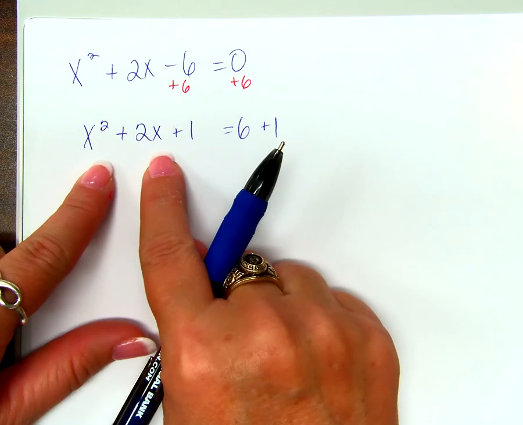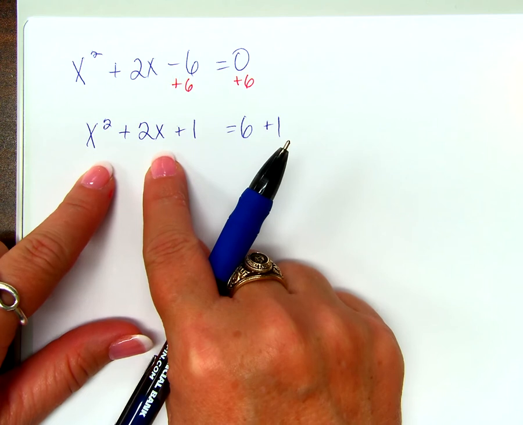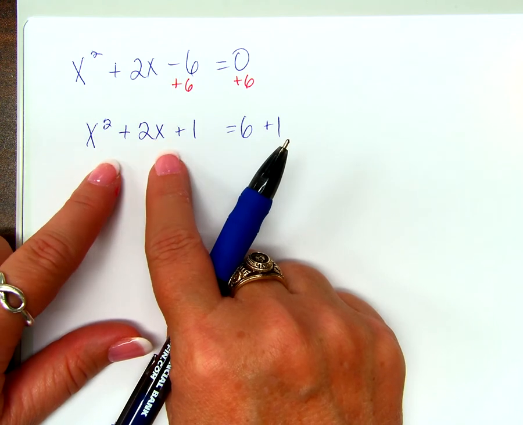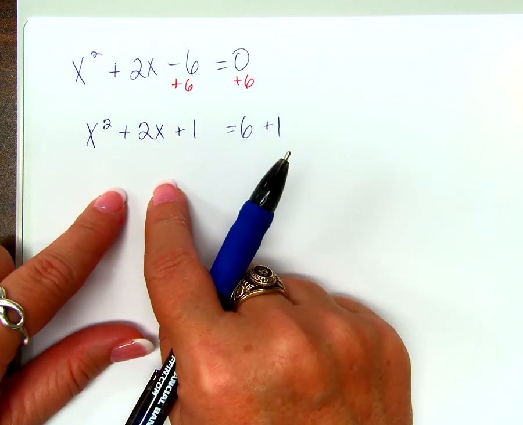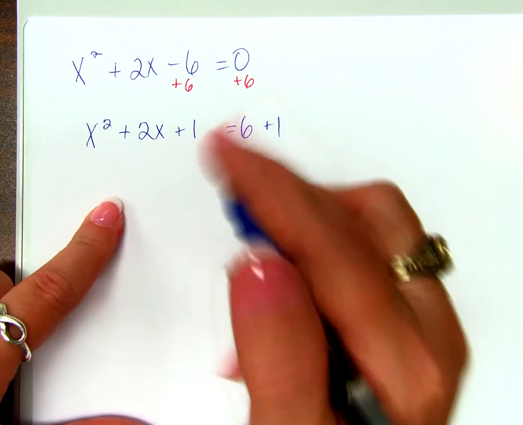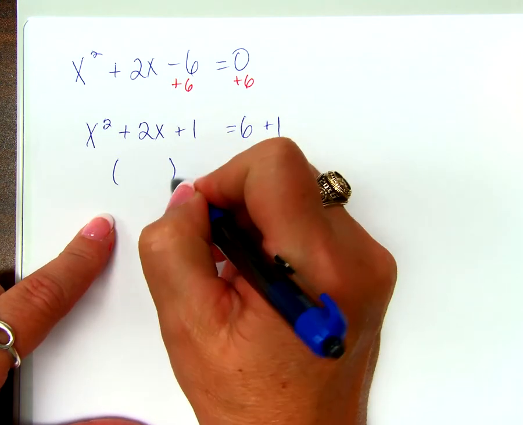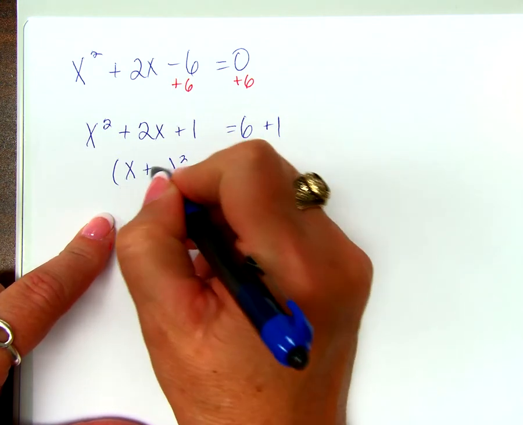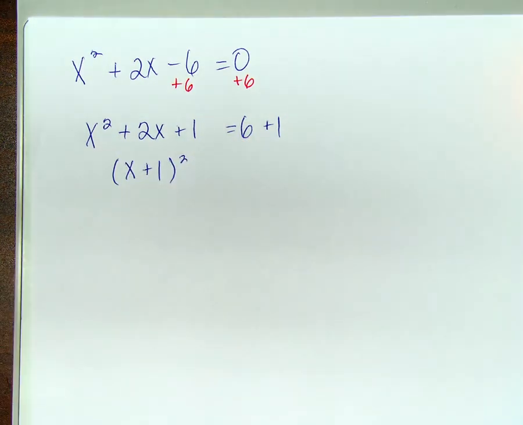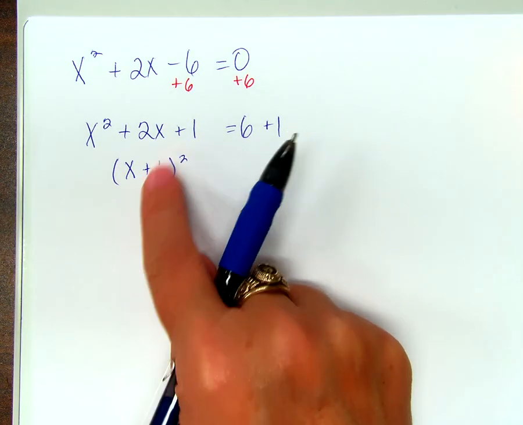Now this is a trinomial. Where do you think I want to go now? From the trinomial to the binomial. What is the binomial that's associated with this trinomial? X plus 1 squared. And where did you get that? Either dividing by 2 or square rooting this one, right?